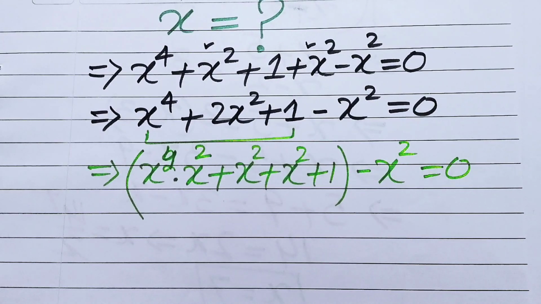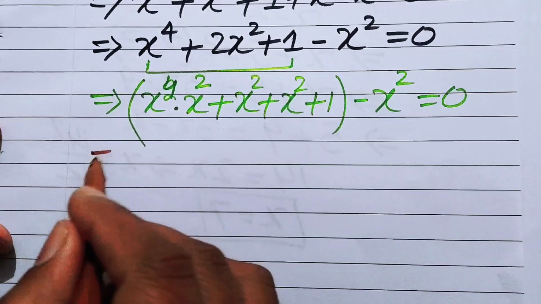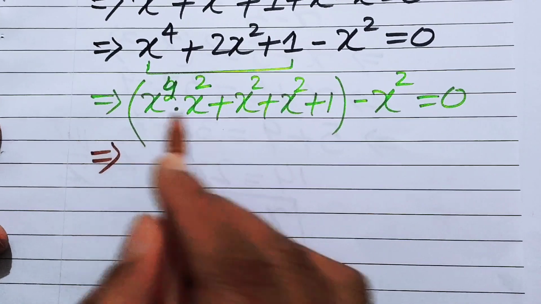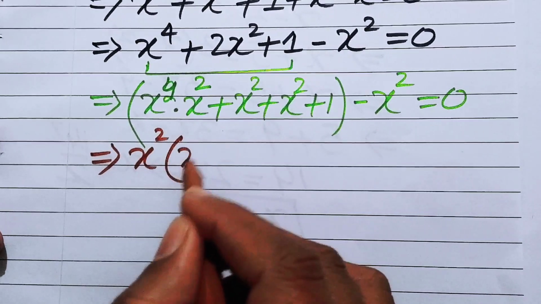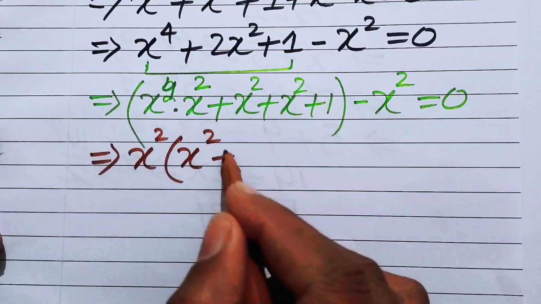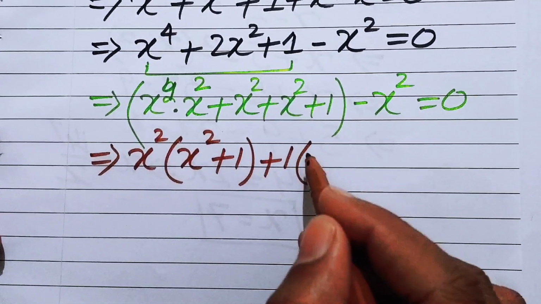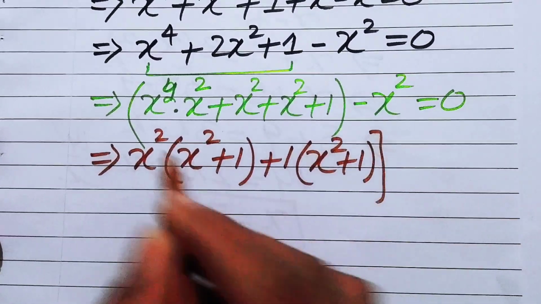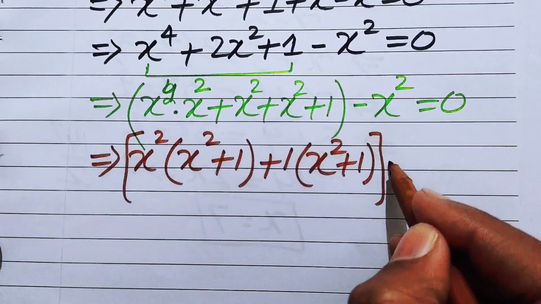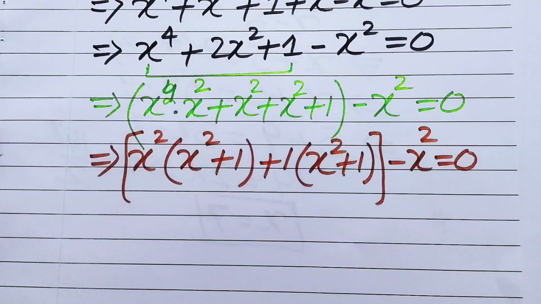In the next step, focus on the first two terms, and you see that x square is the common factor, so we take common x square and you obtain x square plus 1. And here we take common plus 1 from the next two terms and you get x square plus 1, and the last term will be minus x square, we write it as it is, equals 0.